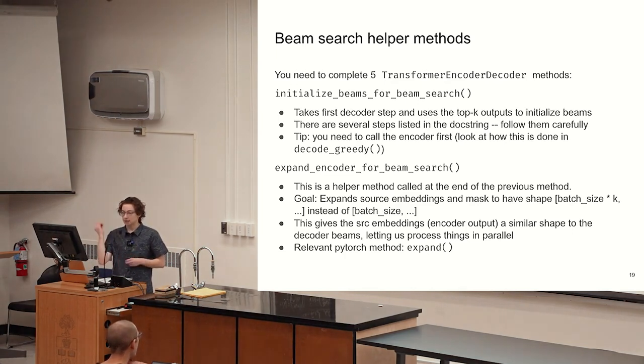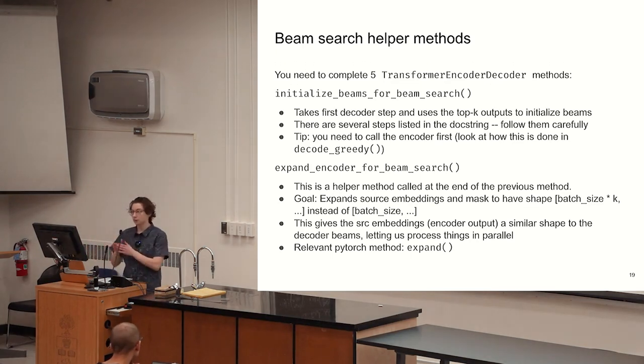The next method is expand encoder for beam search. This is a helper method called at the end of the previous method. The goal of this is to expand the source embeddings to have a shape that is batch size times k as the first dimension instead of just batch size. The reason that it does this is that it will more closely parallel the shape of the decoder beams, which lets us do things in parallel. So if we have k possible translations for a given piece of source information, then we need to have k copies of that as the encoder output. And a relevant PyTorch method to consider here is the expand method.